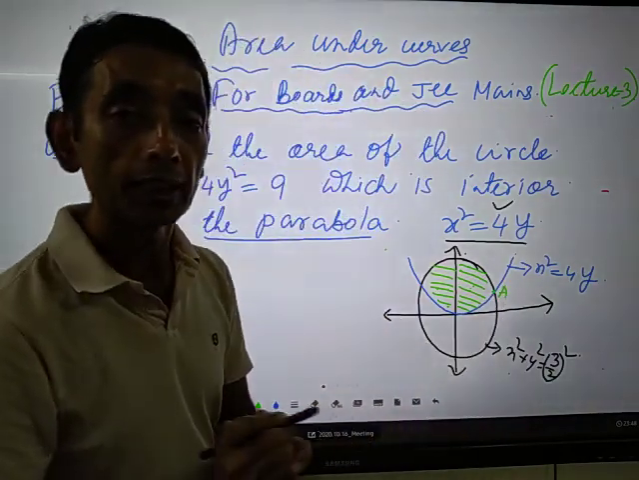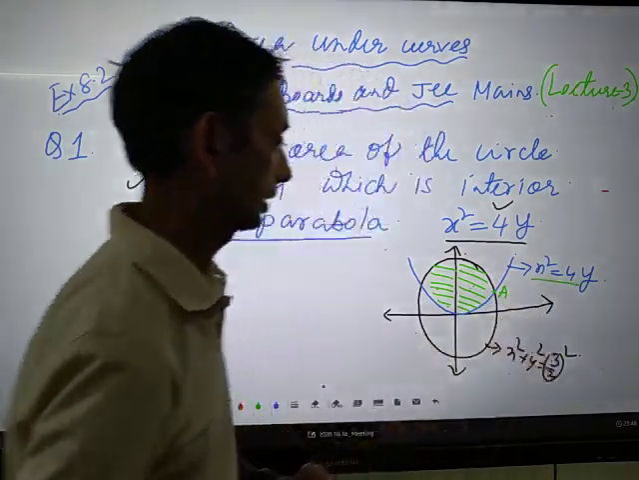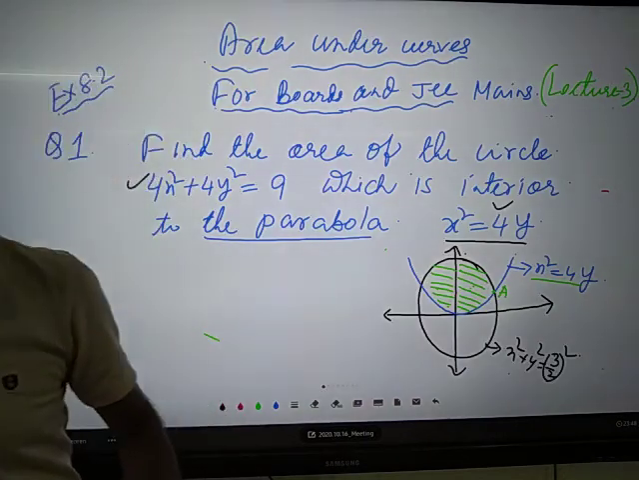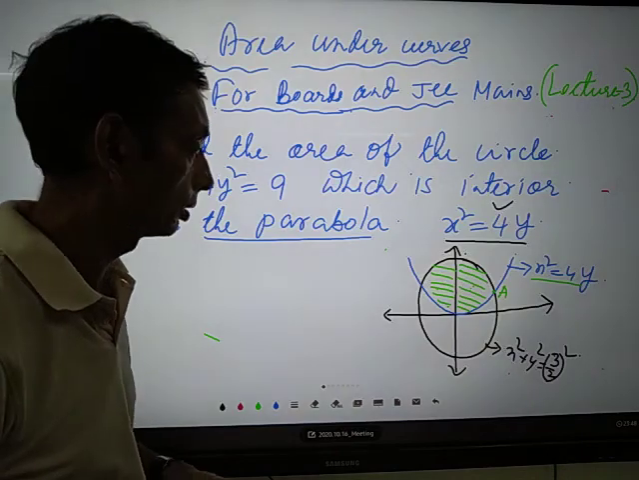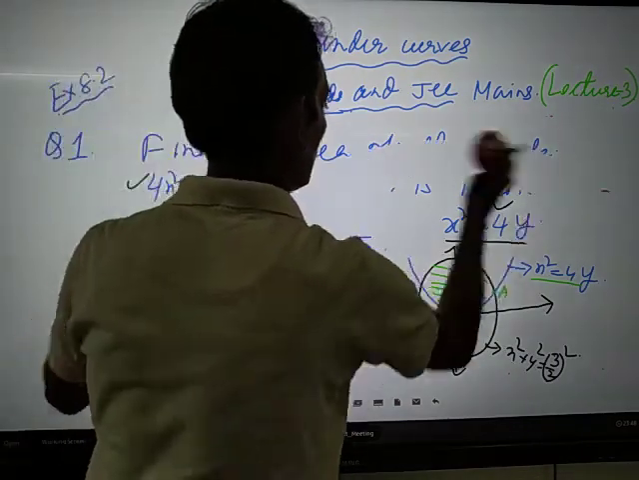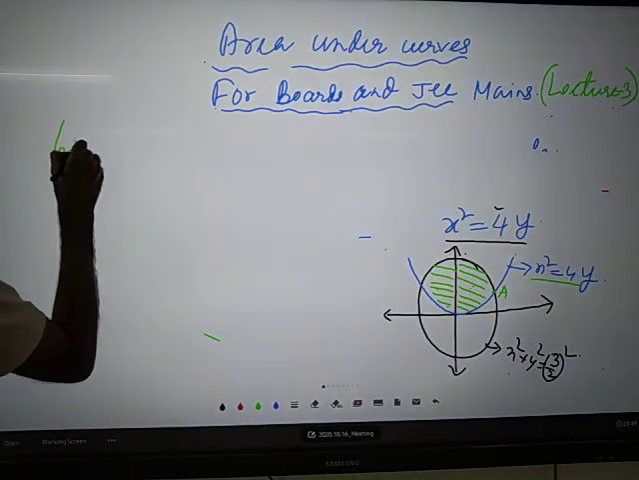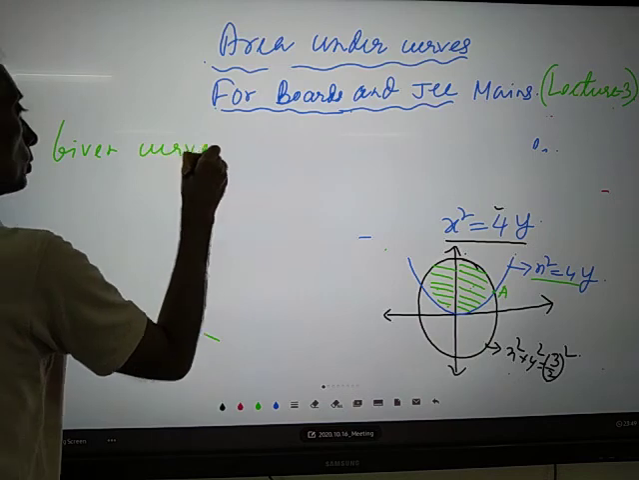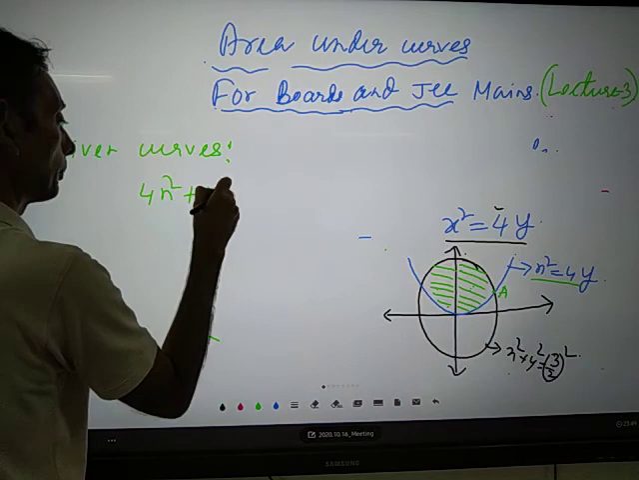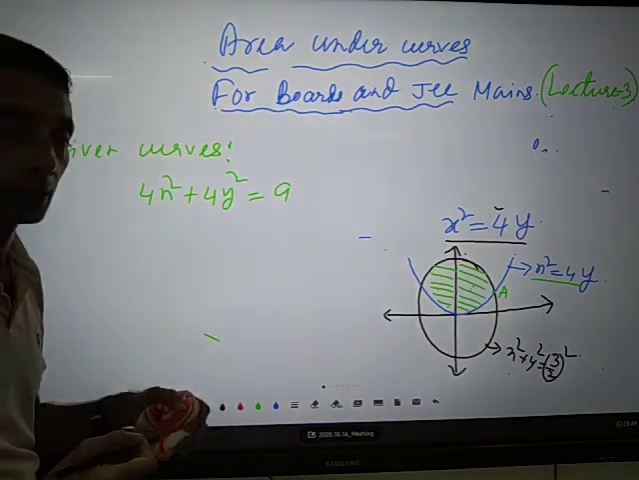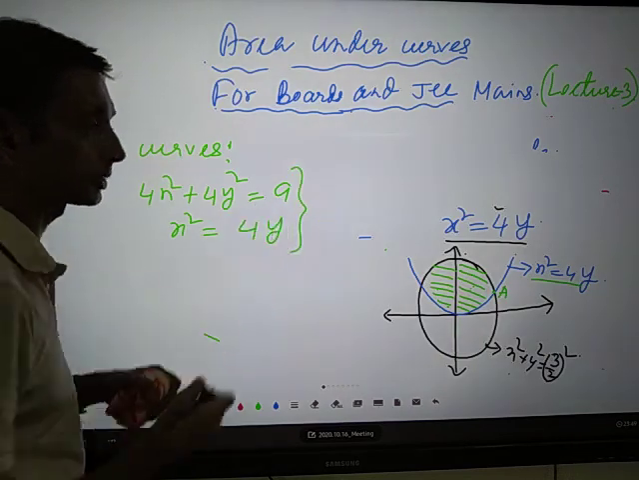So we are going to get the coordinates of A with the help of the equations of the parabola and the circle. So we're just going to solve these equations, that is x square equal to 4y and x square plus y square equal to (3 by 2) whole square. So first let us solve. We can just write the given curves: 4x square plus 4y square is equal to 9, and next is x square is equal to 4y. So we'll solve these equations.